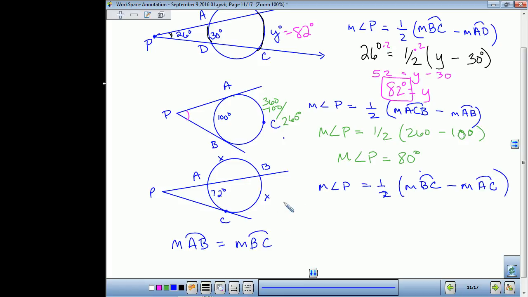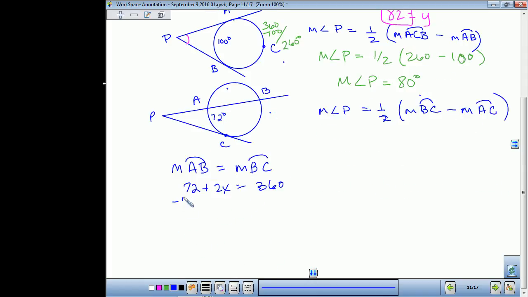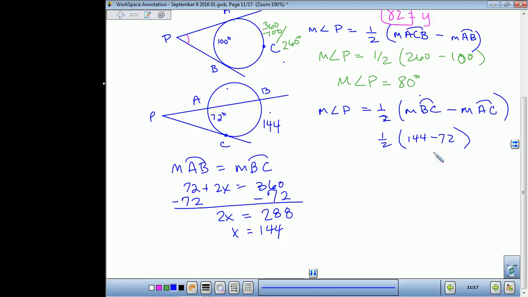I see it now. He is so right. So he said 72 plus 2x, which is the rest of the circle, the arcs of BC and AB. So x is 144. Each of these are 144. So the measure of angle P is 1/2 of 144 minus 72. It's half of 72, which is 36 degrees. Way to go, Brock.